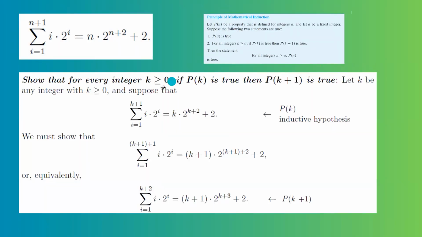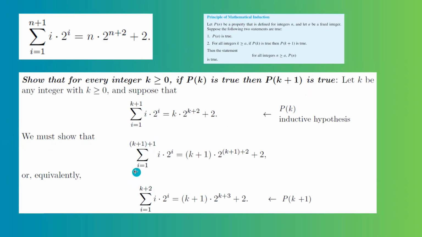Now suppose P(k) is true. We're going to show that P(k+1) is also true. It means that if I plug in k for n, I have a true statement. We want to show that if I plug in k plus 1 for n, that statement is going to be true as well. This is P(k): the summation of i from 1 to k plus 1 of i times 2 to the i is equal to k times 2 to the k plus 2, plus 2. We want to show that wherever we see n, if we plug in k plus 1, this statement is also true.